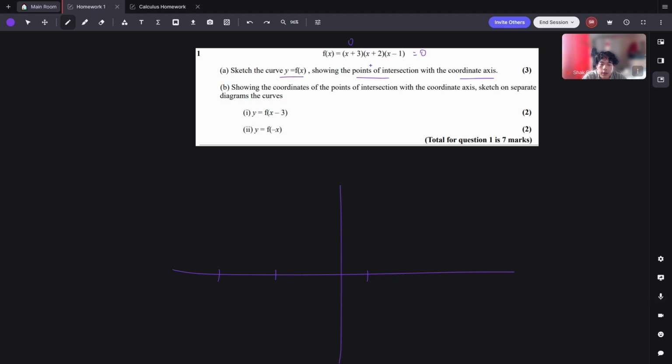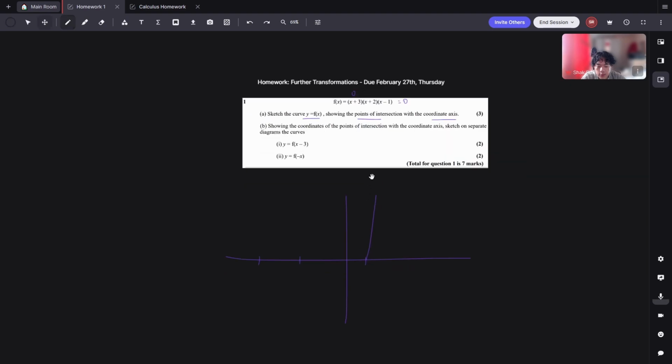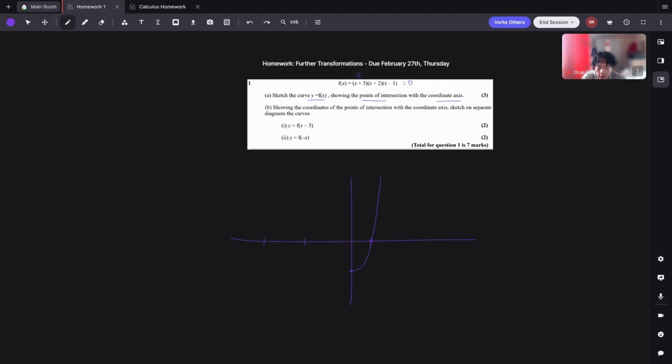We also know it's positive, so the x cubed is going to be positive. So because it's positive, it's going to end up going upwards. So it's going to look something like this, where this is minus 3, minus 2, and 1.